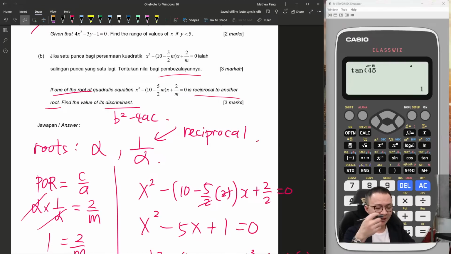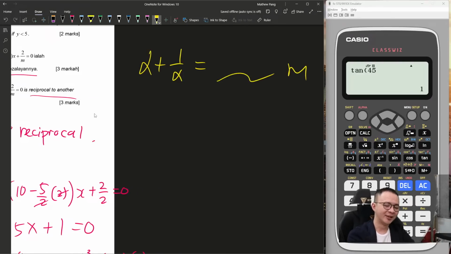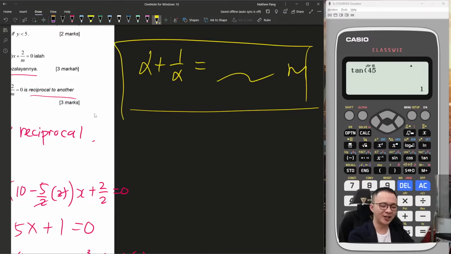Some students say, sir, can I use the sum of roots? Sum of roots is not recommended in this question. Just imagine if you have something like alpha plus 1 over alpha equals something m. If you solve until the end, you realize you still have alpha and m. That means there are 2 unknowns. Then eventually you still need to find one more equation to solve it.